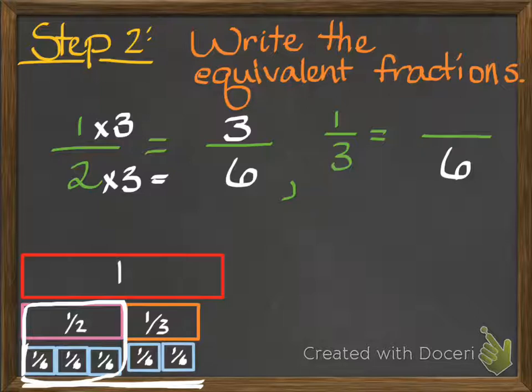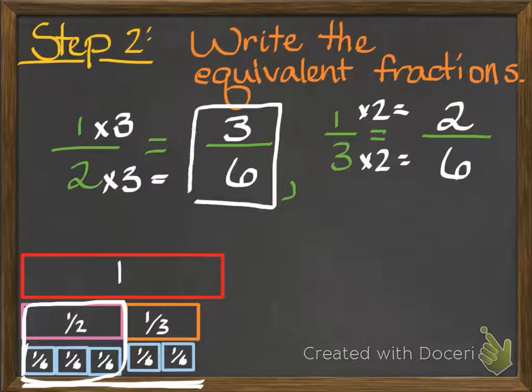1/3, I've got to change that to get to 6. To get from 3 to 6, I multiply 3 times 2, and that equals 6. Whatever I do to the bottom, I have to do to the top. So I multiplied the bottom by 2, so I have to multiply the top by 2. 1 times 2 is 2. So now I have 3/6 instead of 1/2, and I have 2/6 instead of 1/3.